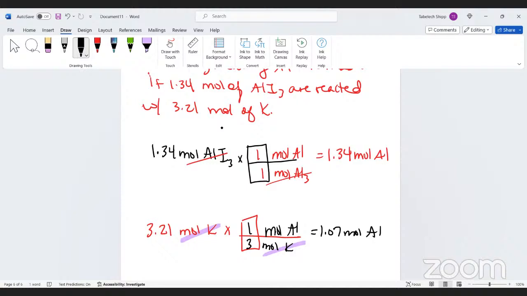The only time you would have to use both numbers in a problem is if you're talking about limiting reactants. If you're talking about limiting reactants, then that's a different story. But if it's just a problem like this, you just choose one number and then you use that accordingly.